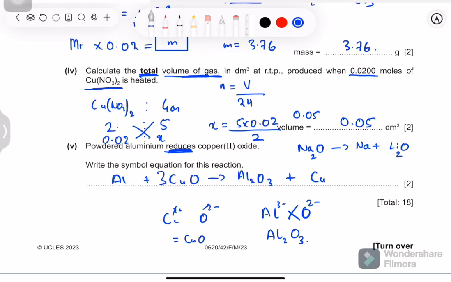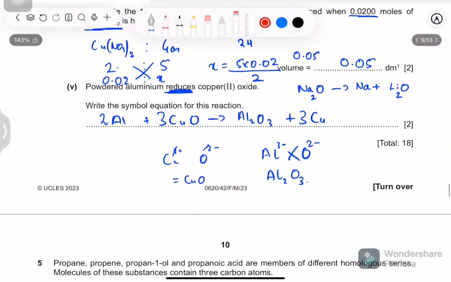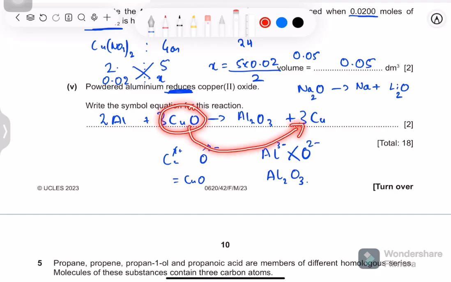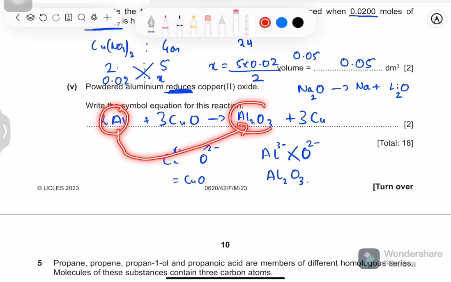3 copper, 2 aluminum over here on the right side, 2 aluminum on the left side, balanced. Now notice one thing, the copper is reduced as the oxygen is removed. What happens to the aluminum? The aluminum is oxidized as it has gained the oxygen atom. So it is a reducing agent, as itself it has been oxidized.